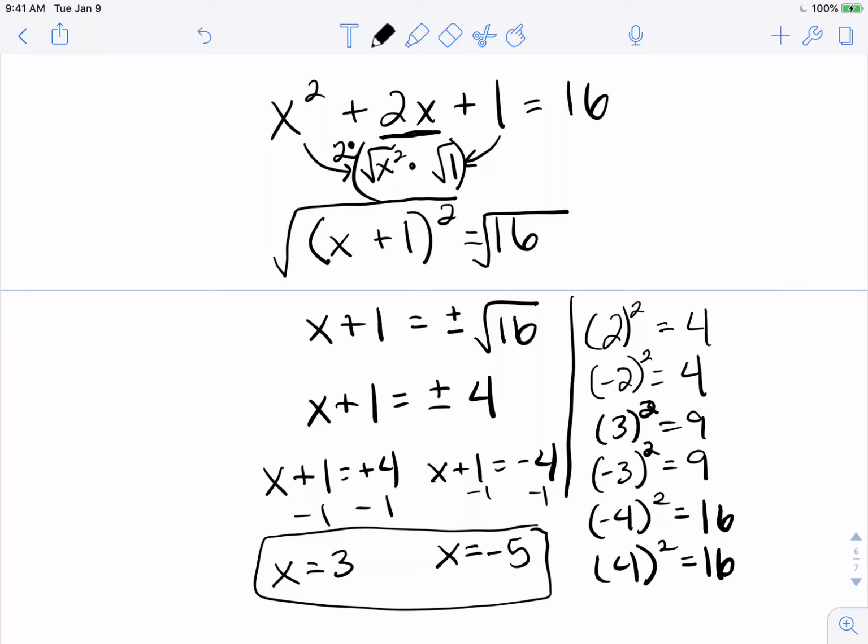Okay, so that is how that works. We're going to go deeper into why this is important and why this is another method we can use to solve quadratic equations. Okay?